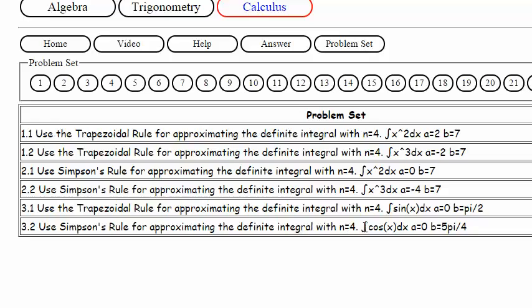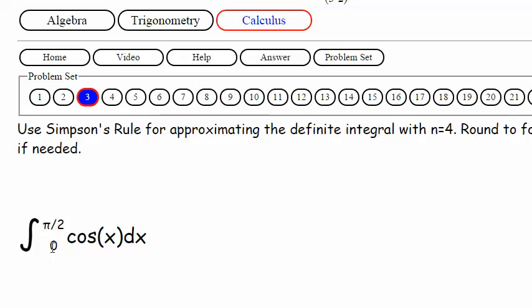We're just going to run through this. We're going from 0 to pi halves of cosine dx. Use Simpson's rule for approximating a definite integral. Remember, in Simpson's rule, n must be an even number. So if you go out to, say, 8, or the next one over, you want to do 6 or 8 or 12 or whatever. Round to 4 decimal places if needed.